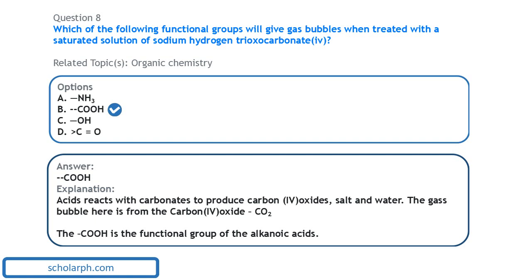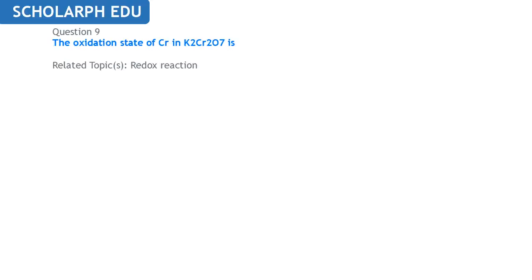Acids generally, when they react with a trioxocarbonate or a bicarbonate, produce salt, water, and carbon dioxide. The gas bubbles that will be produced here are bubbles of carbon dioxide. Carbon dioxide gas will be seen as bubbles when you add sodium hydrogen trioxocarbonate(IV) to an acid. And this COOH here is the functional group of the alkanoic acid.